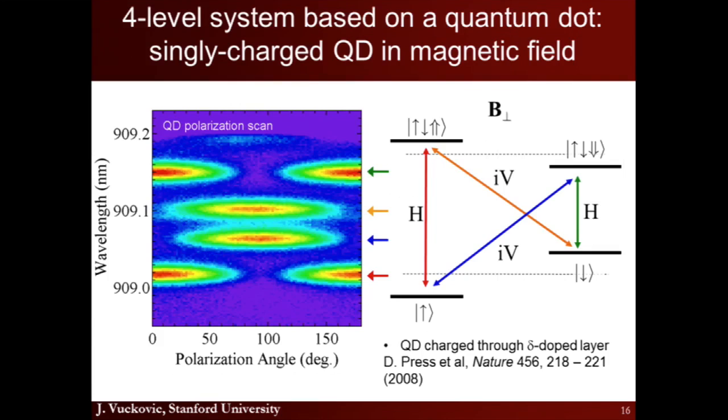And to achieve this, we can use quantum dot, which is charged with an extra electron in this particular case, with magnetic field applied perpendicular to the quantum dot growth axis. We end up with a 4-level system with optically active transitions. 2 bottom states are spin up and spin down electron states, and the top 2 states are trion states, electron hole pair and an extra electron. And on the left, you see experimental measurement of the photoluminescence from such quantum dot after magnetic field is applied to split these transitions. The 2 inner transitions are vertically polarized and the outer transitions are horizontally polarized.